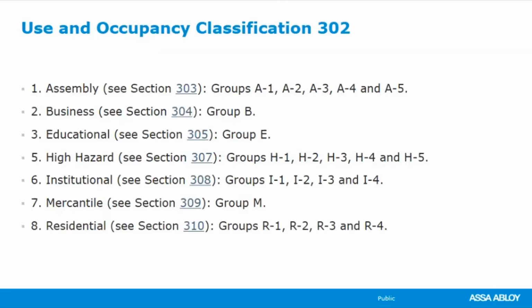The occupancy types, the way the building is used, the way the space is used, is very important in determining the occupant load of that space. These are the different ones that are most common in commercial construction. We'll talk about each one a little bit in just a second.